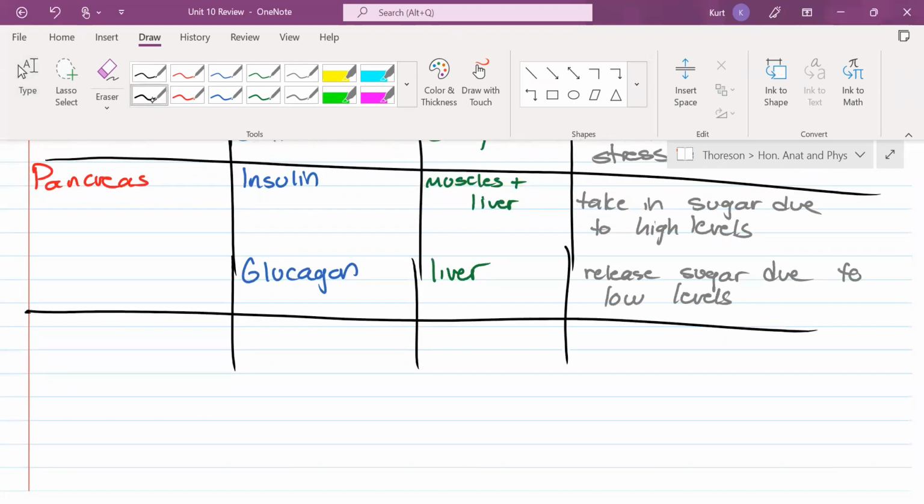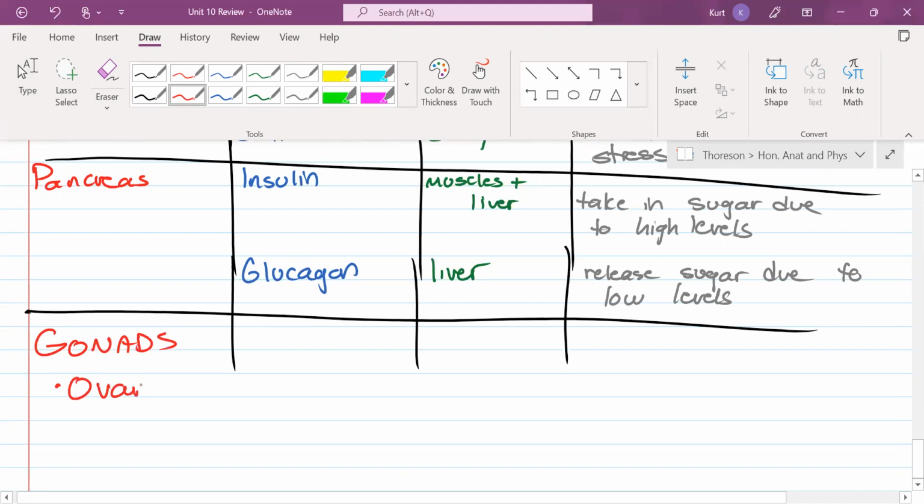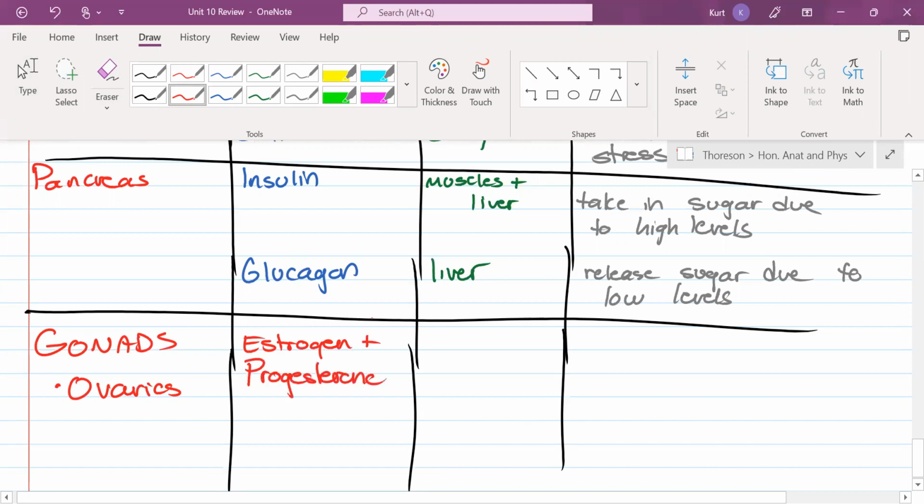Okay, last one. Gonads. Let's do ovaries first. Estrogen and progesterone. This is going to be body wide. And it basically stimulates the development of secondary sex characteristics, which is namely breast development and menstrual cycle.